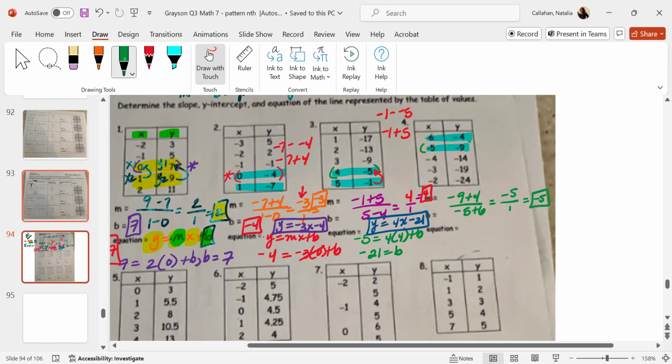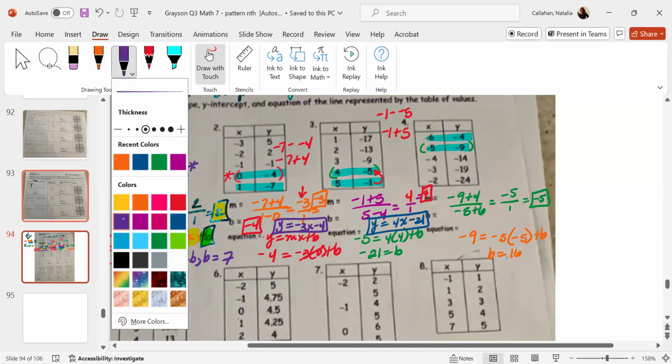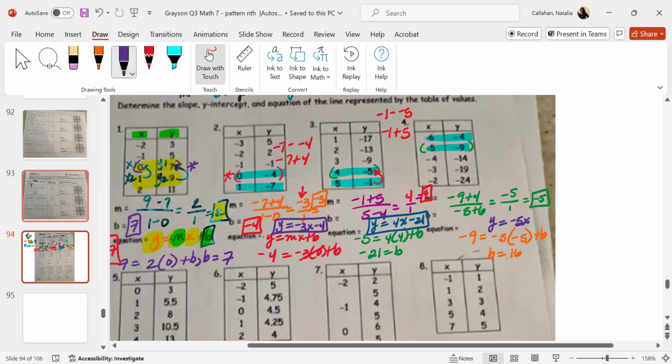I'm going to use 5 and negative 9 as my point. You can use whichever one you want. It doesn't really matter. So I'm going to have negative 9 equals negative 5 times negative 5 plus b. So negative 9 plus 25 is going to give you a 16 for b. So your equation here is going to be y is equal to negative 5x plus 16. I hope that's what you have, but if I made a mistake, let me know, please.